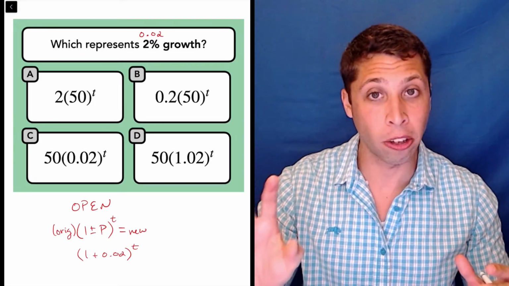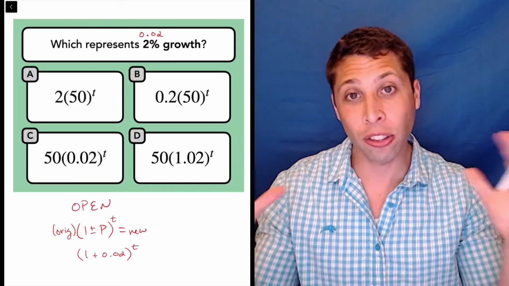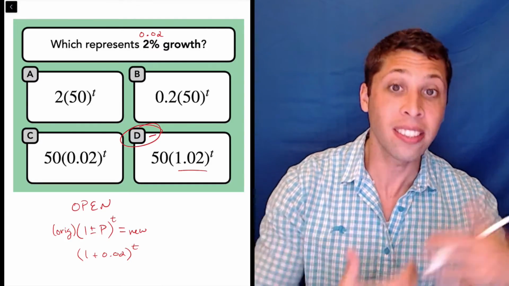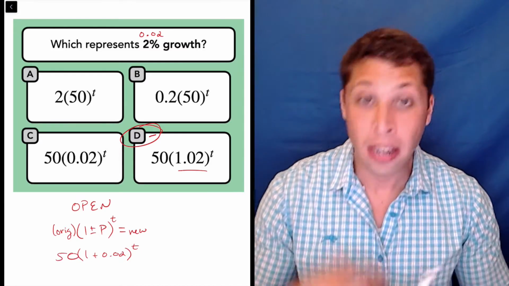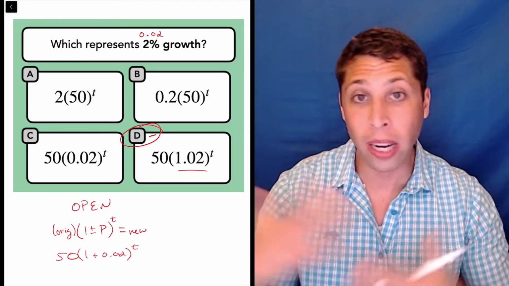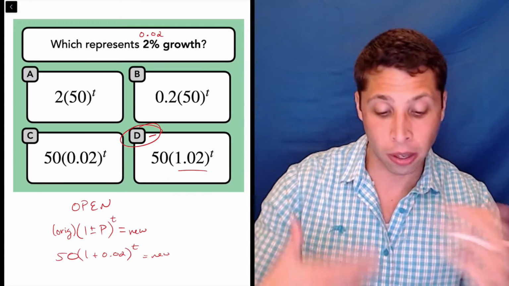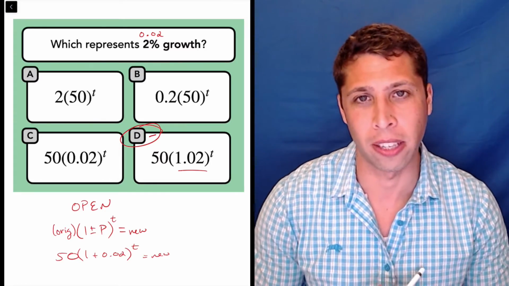The 1 represents the 100%, the 2 represents the additional percent that we're adding on, and so 1.02 is the way that we're actually going to see this appear in the equation. So in this case, I don't know what the 50 means, but it is my original amount. Whatever the story would have said, that's the original amount, and then I would put in some number of months or years or whatever for T, and I would get a new amount based on the equation.